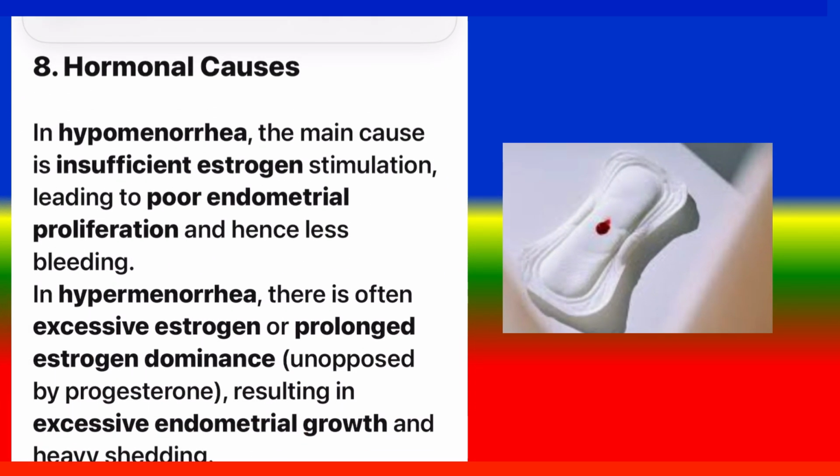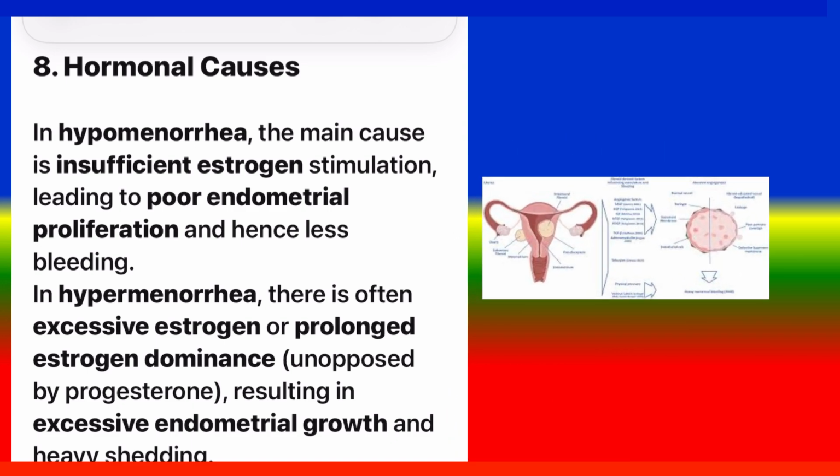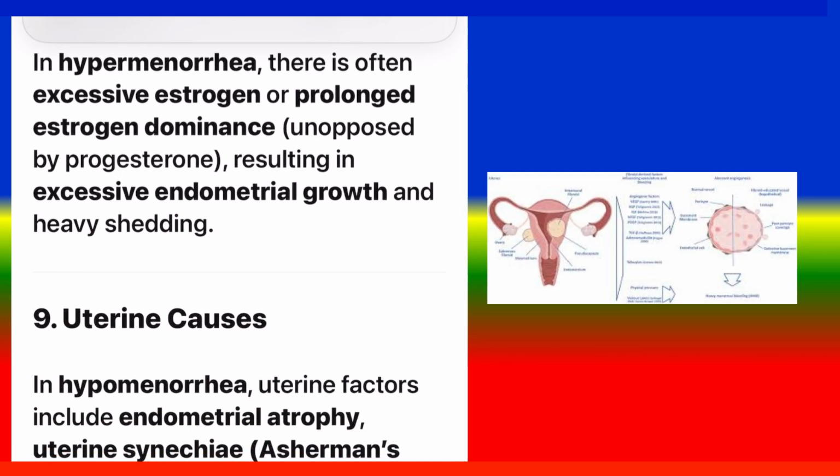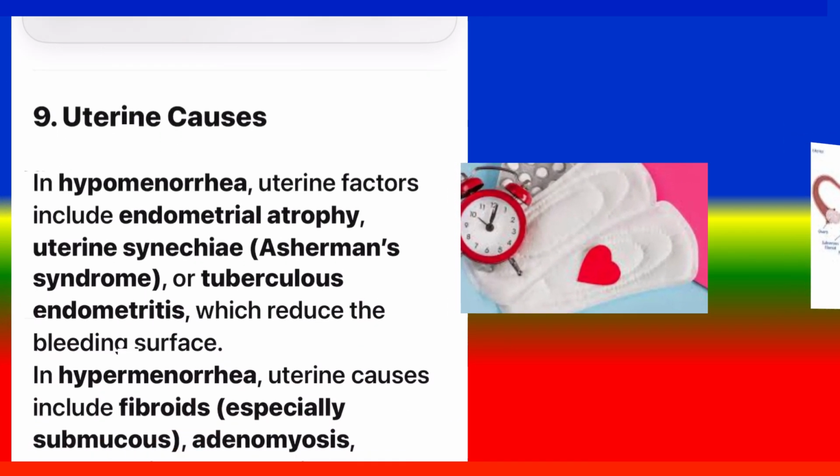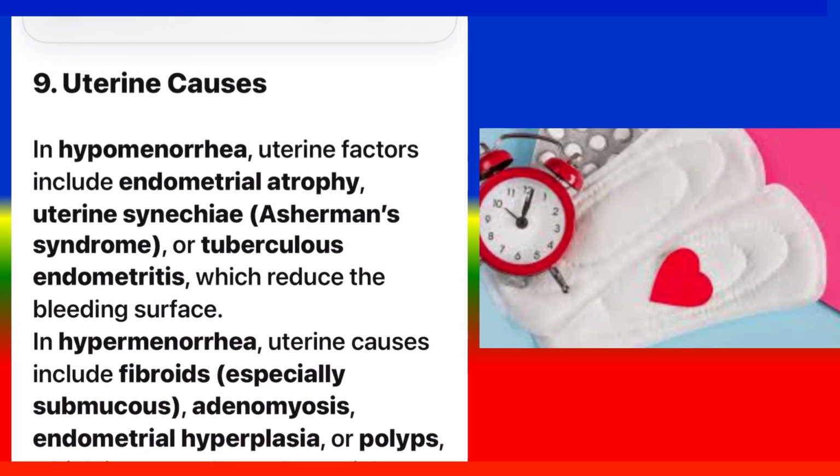8. Hormonal causes. In hypomenorrhea, the main cause is insufficient estrogen stimulation, leading to poor endometrial proliferation and hence less bleeding. In hypermenorrhea, there is often excessive estrogen or prolonged estrogen dominance, unopposed by progesterone, resulting in excessive endometrial growth and heavy shedding.